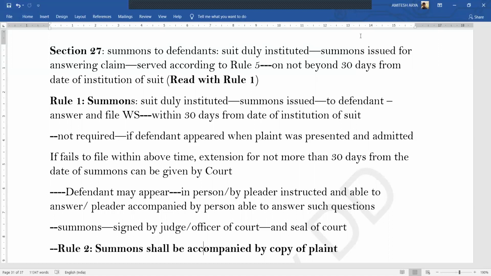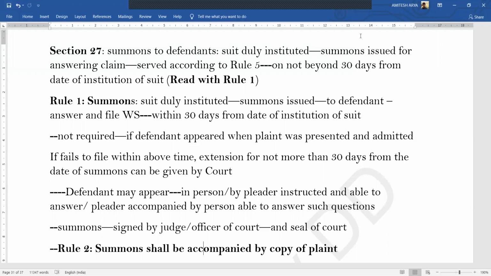If the summons has not been given within time, or if the defendant fails to appear and file his WS within the given time, an extension for not more than 30 days can be given by the court.